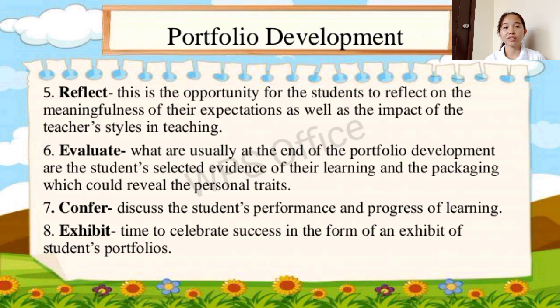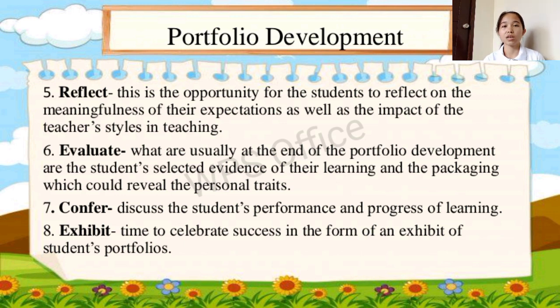So number six is evaluate. What are usually at the end of the portfolio development are the students' selected evidence of their learning and the packaging, which could reveal their personal traits. So after that, we now have the portfolio. We are going to evaluate. The teachers are going to evaluate if the submitted portfolios are at the excellent level, or just the best, or just good. Okay, so that's for the evaluation.